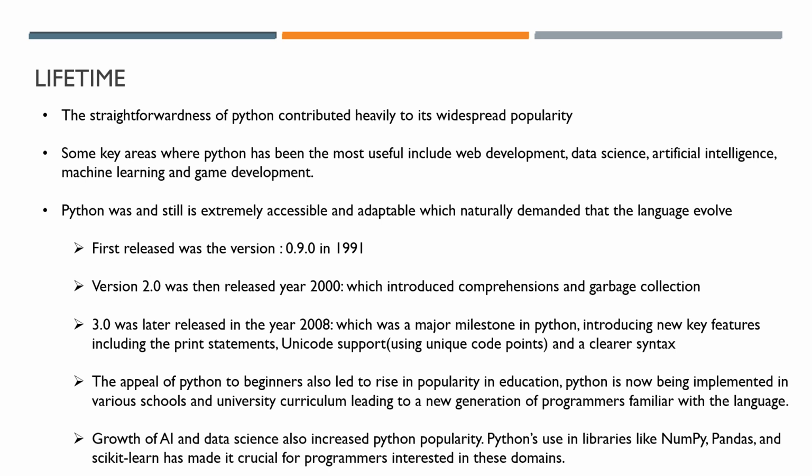Over the years, several versions have been released. Version 2.0 in 2000 introduced features like list comprehensions and garbage collection. Then in 2008, Python 3.0 came out. This version made some big changes to fix earlier design issues, like improving Unicode support and cleaning up the syntax. Python also became widely used in schools and universities, especially as data science and AI started growing. Tools like NumPy and Pandas became essential.